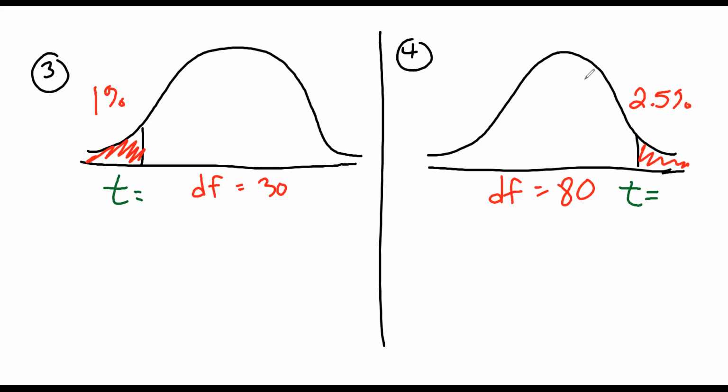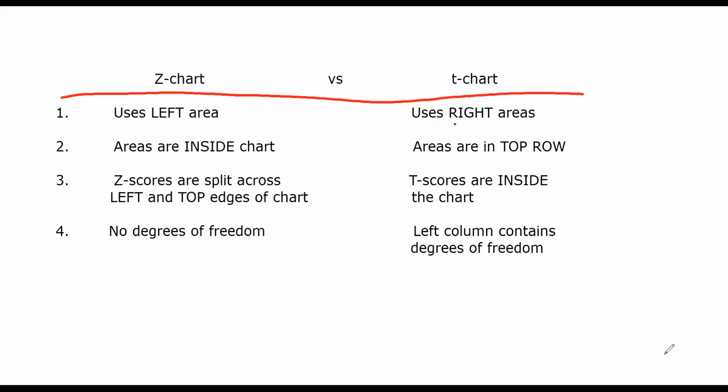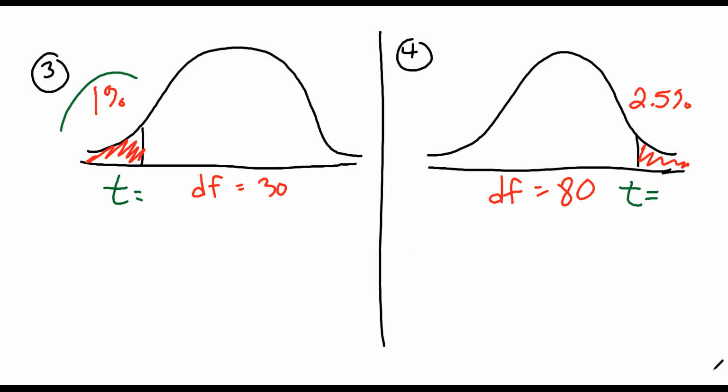The big issue should be pretty obvious, but in case it's not, remember that the T-chart, going back a couple of pages, uses right areas. And in number 3, we're given a left area, clearly on the left side of the curve. So does that mean we look at the right area? Well, if 1% is in the left, that means the remaining 99% is on the right. But that really won't help us, because if you go look at your T distribution, there is no 99%.